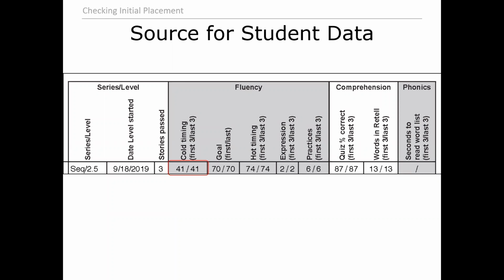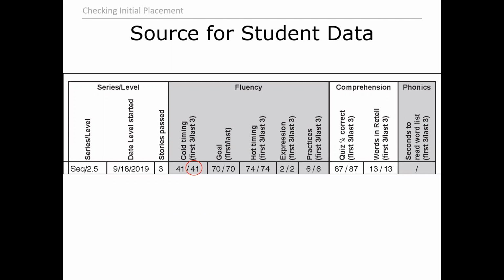It is telling us that after the first 3 stories, the student read on average 41 words correctly per minute on the cold score. The most recent 3 stories, the student read 41. The reason they are identical is because the student has passed 3 stories. Okay, so once your student has passed more than 3 stories, the numbers in each column will be different. Okay, so then you're looking at changes, growth, right?